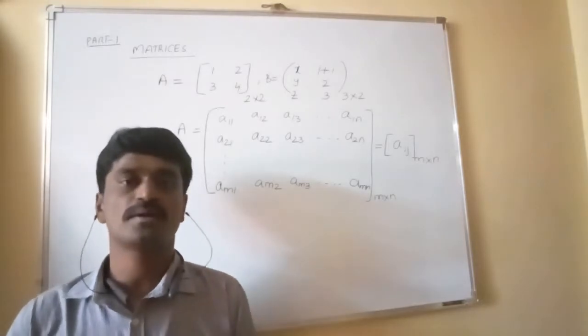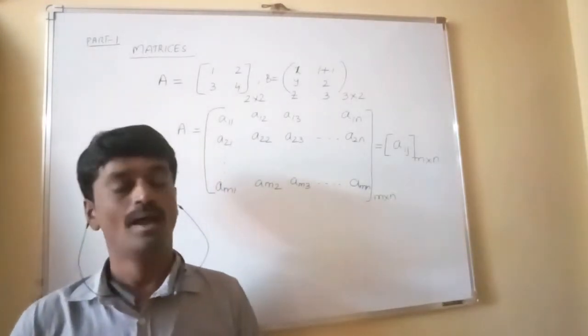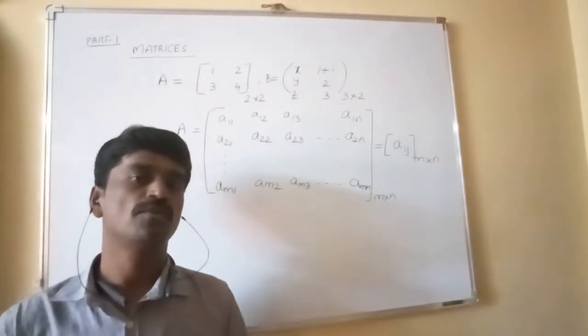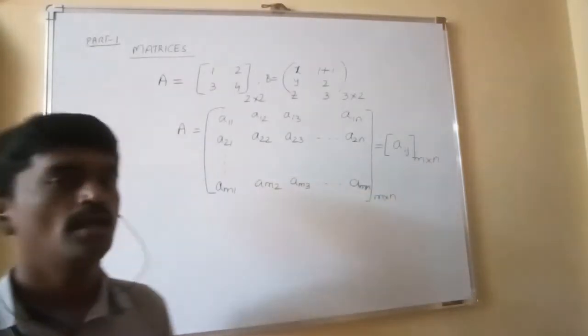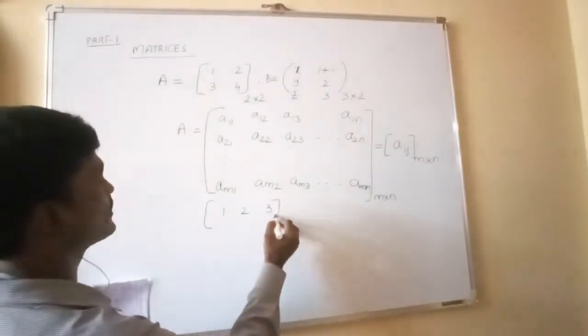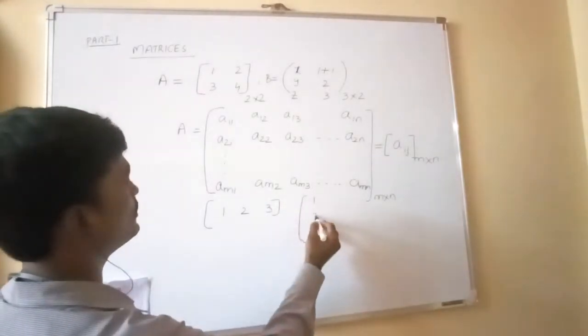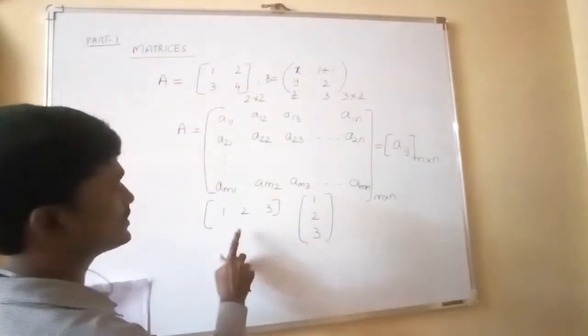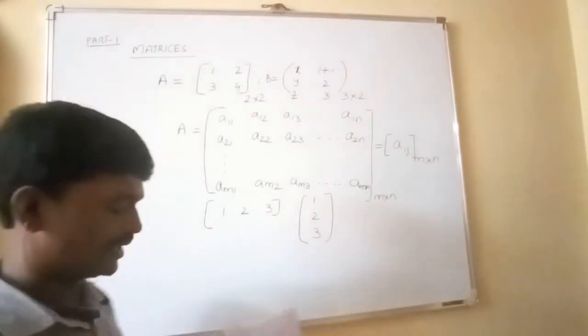So that's why the order of a row matrix is in the form of 1 by n, and the order of a column matrix is in the form of m by 1. Okay. And next, row matrix example, you take 1, 2, 3 like this, and column matrix example, you take 1, 2, 3 like this. So this is the row matrix, this is the column matrix.